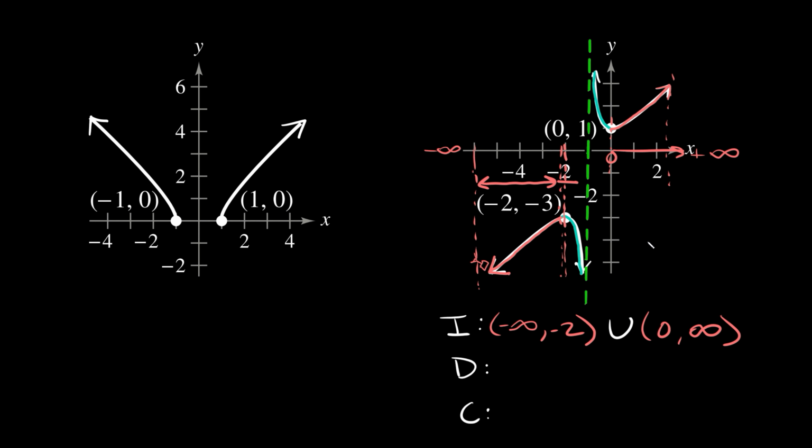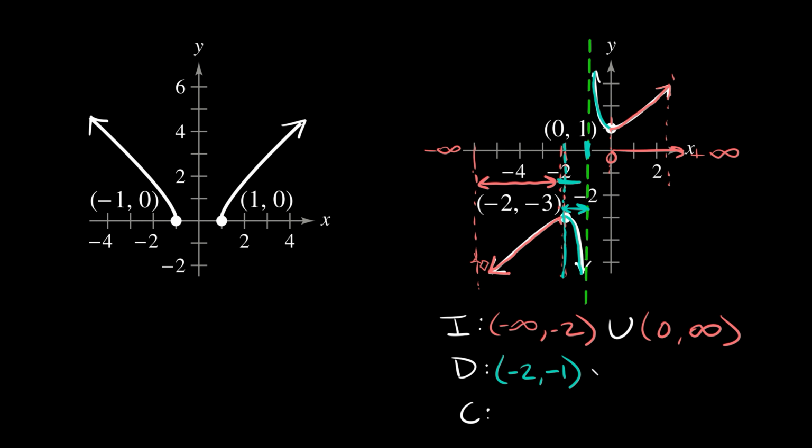Now, let's talk about where it's decreasing. So this first section right here is decreasing right at negative 2. So it's decreasing from negative 2. And then it's going to get really close to this asymptote right here. So this is the section right here where it's decreasing. And this asymptote is at negative 1. This is negative 1 right here. So it goes to negative 1.